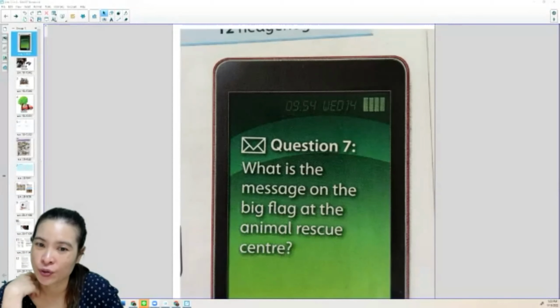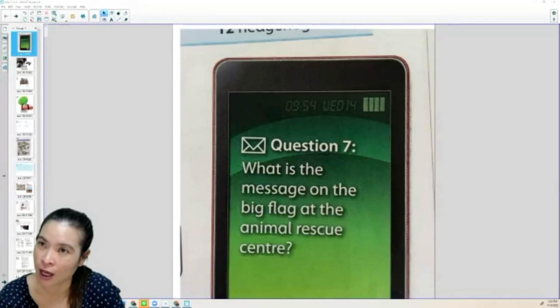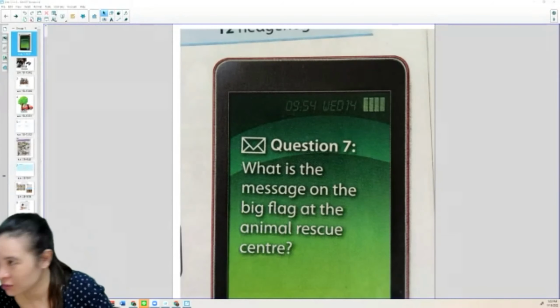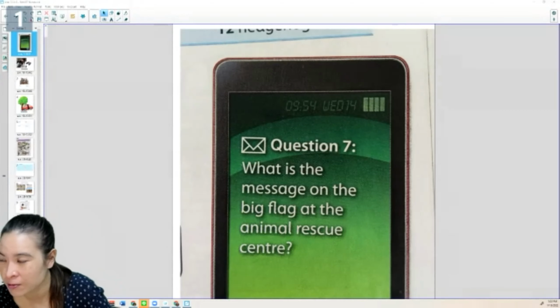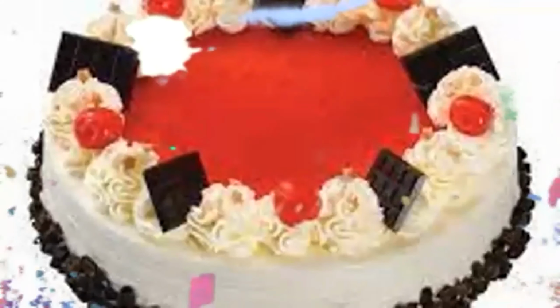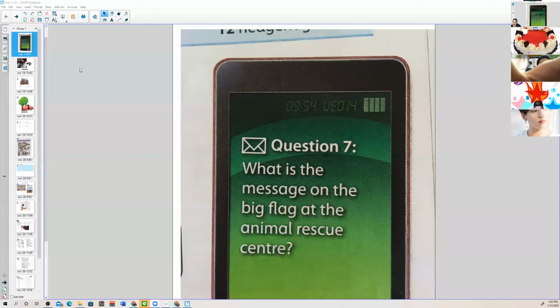Like I told you, we are going to move on from last time. We have listened to the story, right? Do you still remember the story? Oh, yes, teacher. Okay. Where did they have to go to find out the answer? At the rescue center.